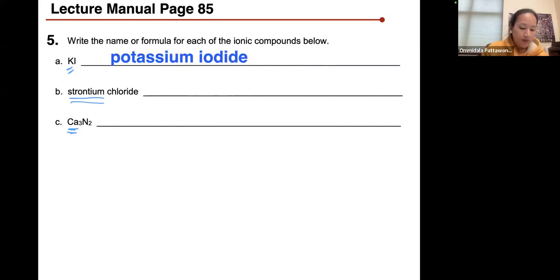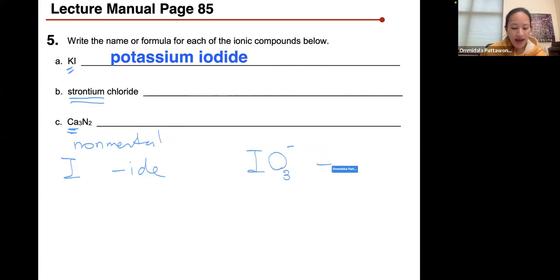If you have only one anion, or the non-metal, again the name will change its ending to "ide." However, if you see a non-metal that comes with oxygen, the name will end with either "ite" or "ate." That's the difference. If it's just one single element, it would end with "ide." The only "ide" that is not a single element would be hydroxide and cyanide.